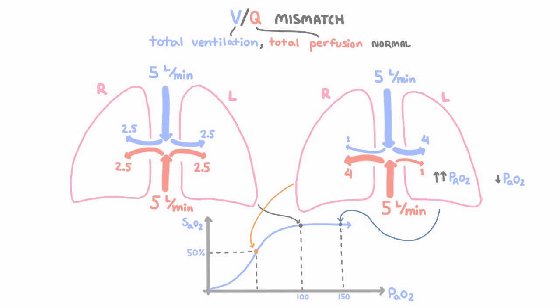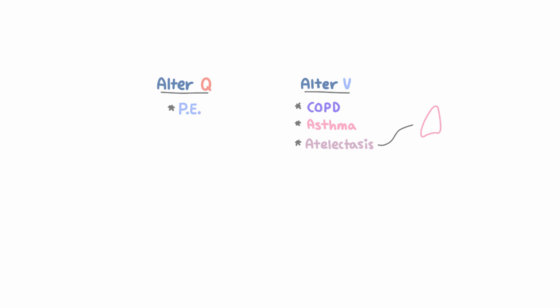So what diseases cause VQ mismatch? Any disease that alters lung perfusion can do so, and a notable example is pulmonary embolism. And then any disease that alters ventilation to certain parts of the lung can do it as well, and that includes COPD, asthma, atelectasis, which is a very common problem in hospitalized patients. It can occur in the setting of bed confinement when atelectasis occurs in the dependent lung zones, and patients with abdominal pain also might take shallow breaths to avoid worsening discomfort, and that can lead to atelectasis. Pulmonary edema can also alter ventilation, pneumonia, and aspiration.